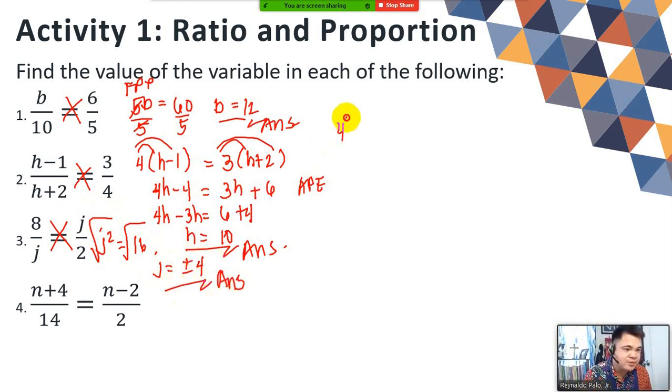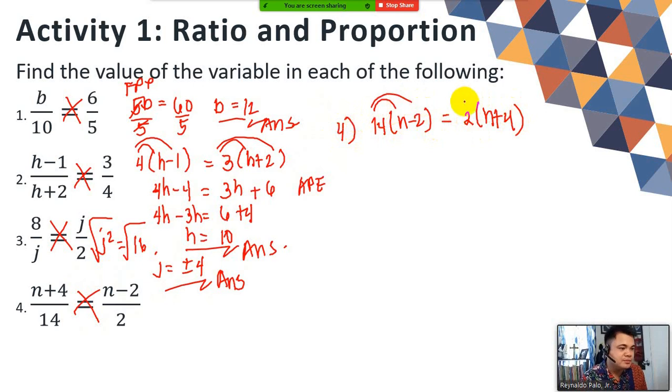Now let's have number 4. For number 4, we have (n + 4)/14 equals (n − 2)/2. Cross multiply. So 14 times (n − 2) equals 2 times (n + 4).